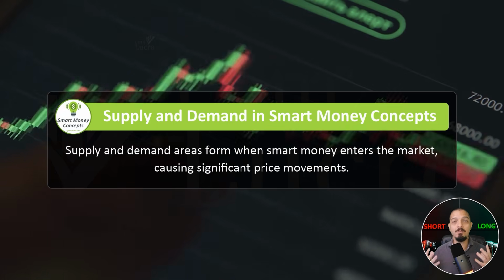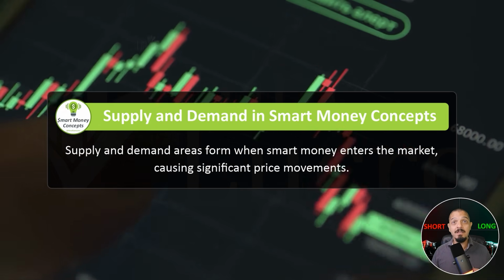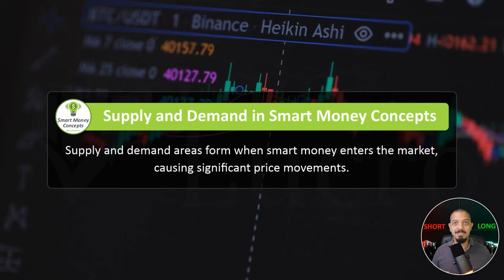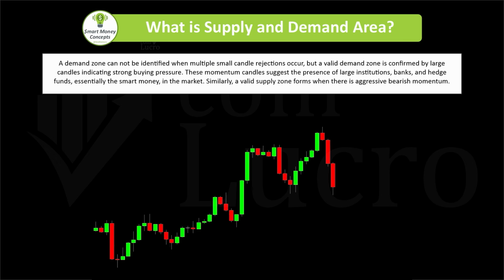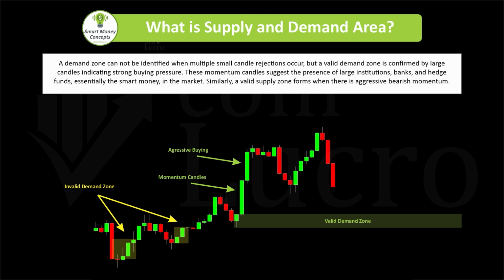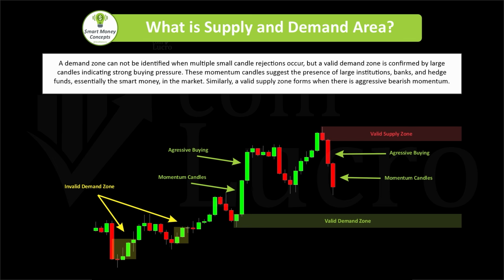Now let's explore supply and demand in smart money concepts. Supply and demand areas form when smart money enters the market, causing significant price movements. A demand zone cannot be identified when multiple small candle rejections occur, but a valid demand zone is confirmed by large candles indicating strong buying pressure. These momentum candles suggest the presence of large institutions, banks, and hedge funds, essentially the smart money in the market. Similarly, a valid supply zone forms when there's aggressive bearish momentum.